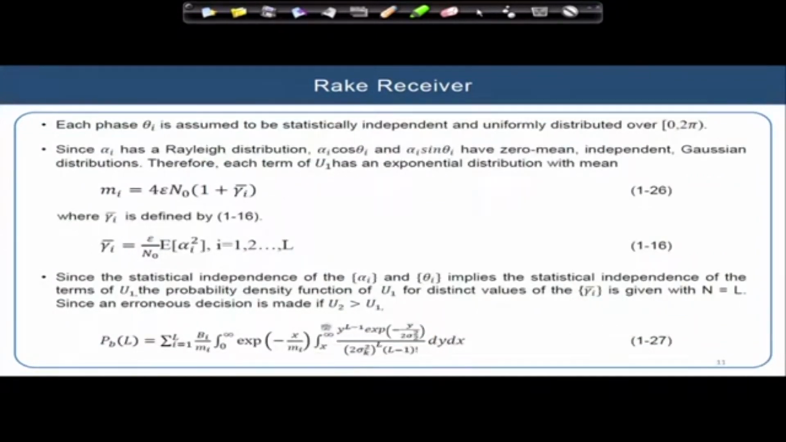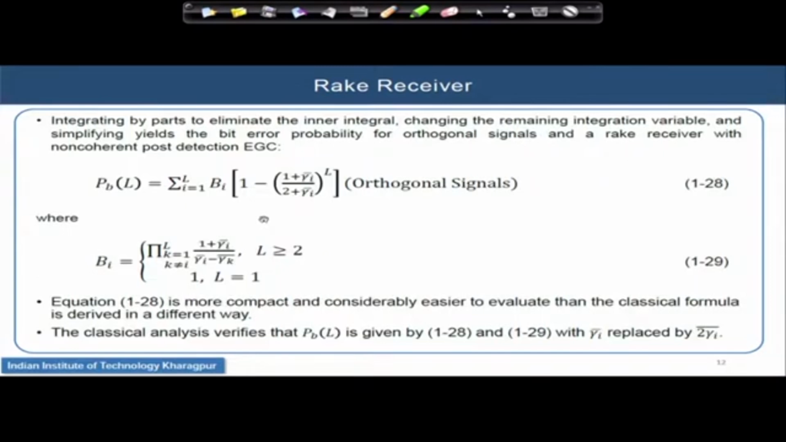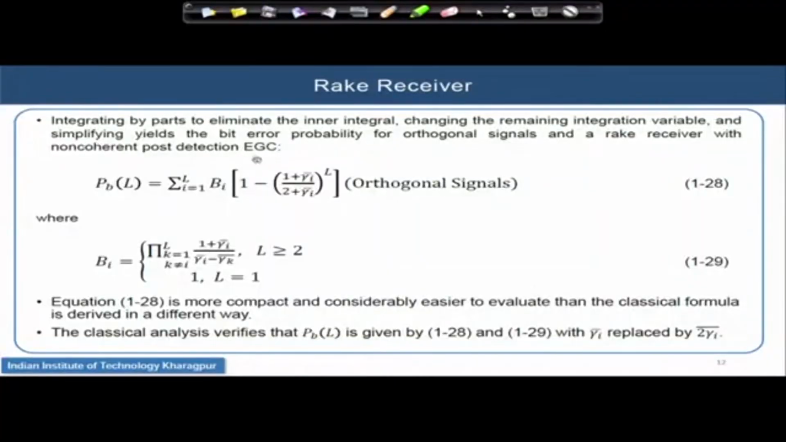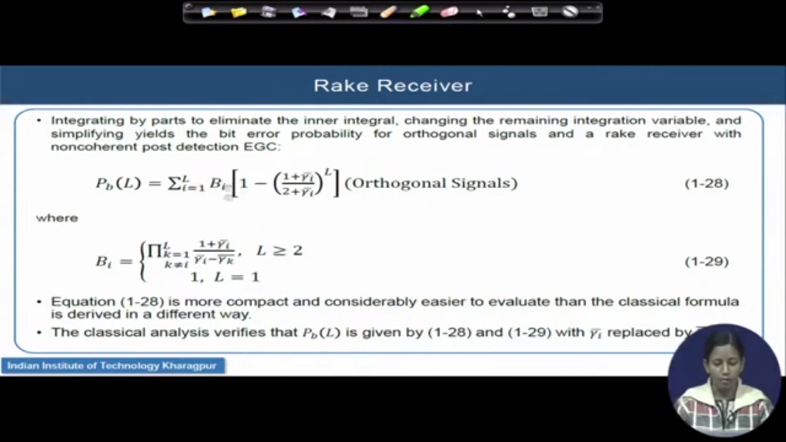We will do integration by parts to eliminate the inner integral, and we make some changes in the remaining integration variables, and some simplification will yield equation 1.28. Remember that we consider post detection equal gain combination, it is not MRC that is going on in the Rake receiver, and we will end up with the detection probability given by equation 1.28, where this Bi will be given by another expression, 1.29.